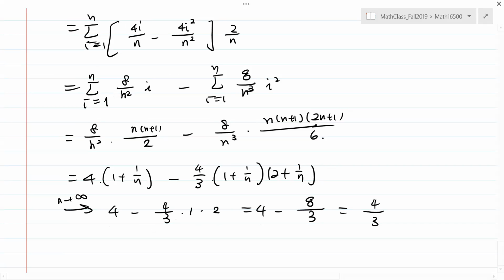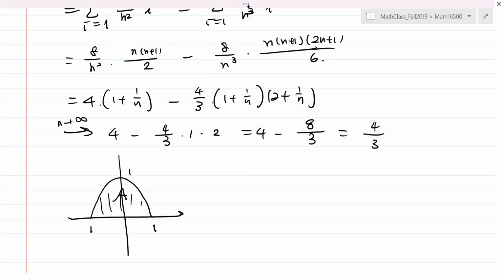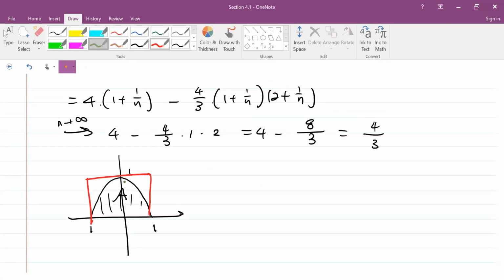Okay, now, is this a reasonable answer? Because when you get an answer, maybe there's a computation mistake. I want to see if 4 over 3 is reasonable. Okay, this is a parabola, right? Here's a 1, here's a 1, here's 1. So I'm going to do some rough estimate. What is the possible area? I think the area should be smaller than the area of this rectangle, right? But also should be larger than this triangle, right?